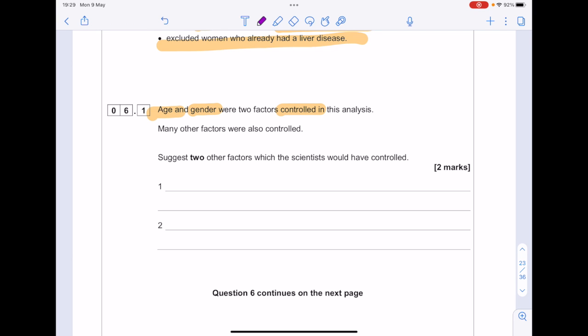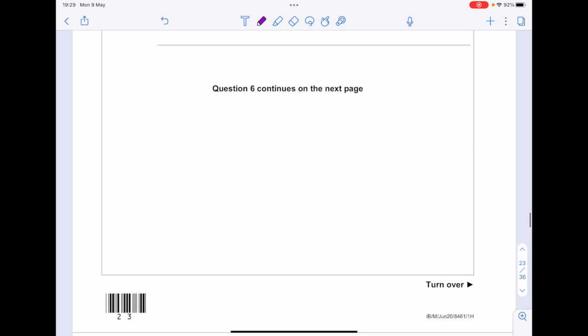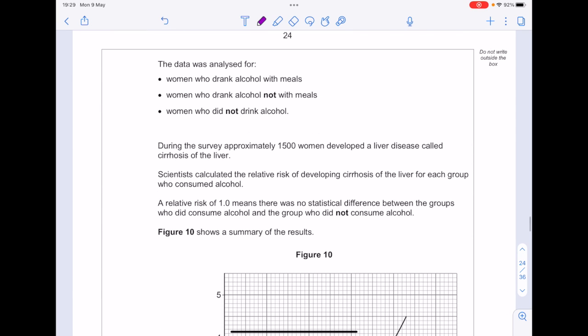I definitely think the diet of the woman is important because that could definitely contribute to liver disease, as well as the fitness level of the woman. You don't want to be comparing super fit women with unfit women. You could have also said the medication they're on, their smoking habits, whether they're obese or not, as well as their ethnicity.